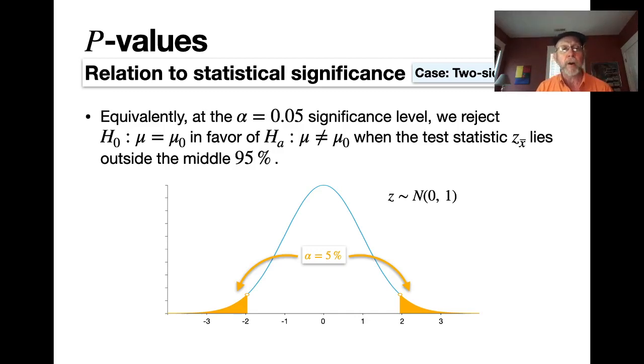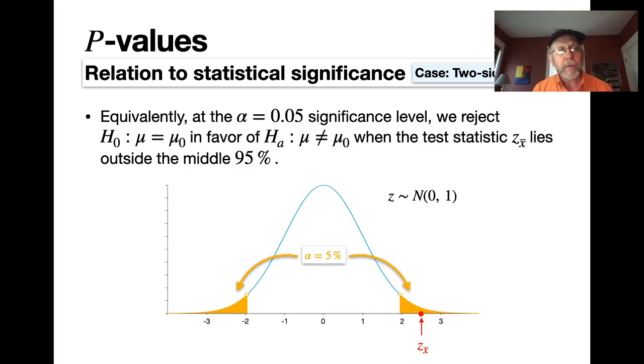It's precisely our alpha value. You'd have 2.5% in the left tail and 2.5% in the right tail. If you have an observed X bar whose z-score lies in those tails, then you're going to reject the null hypothesis, right? You're outside the middle 95%.